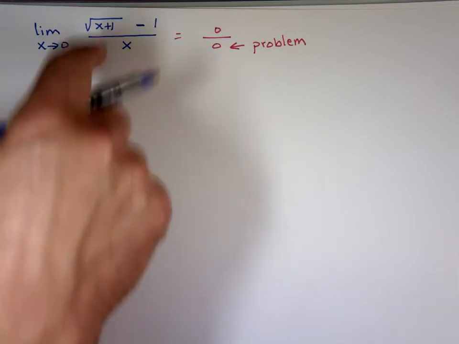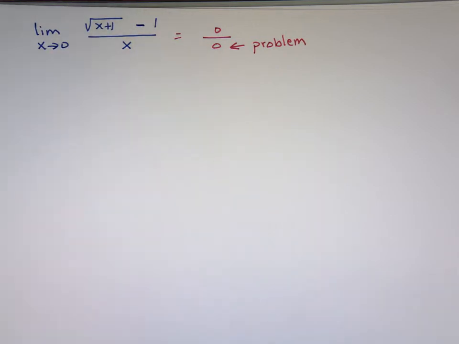Is there anything I can do to fix it? I can't factor that. That's a square root. So what do you think? Any ideas for a square root? Square the top and the bottom. Here's one problem with the squaring.